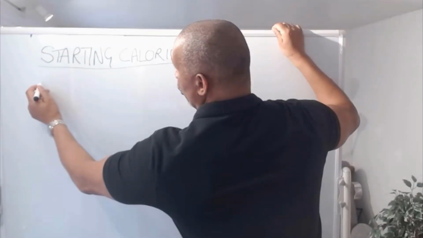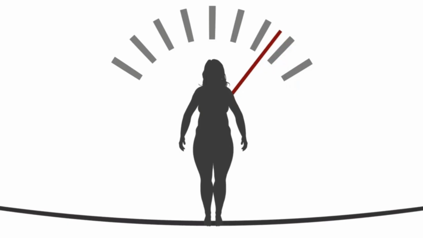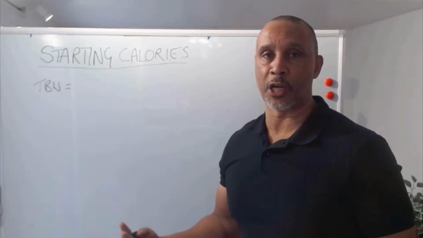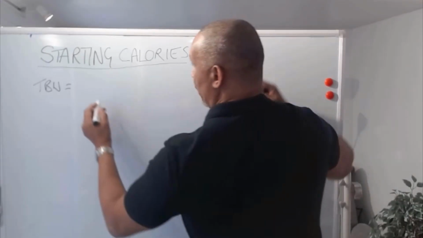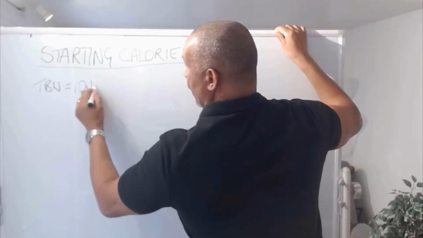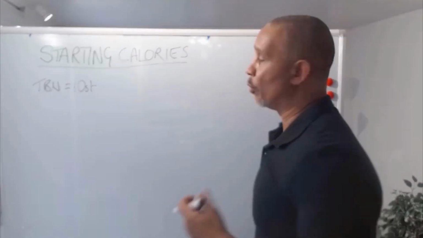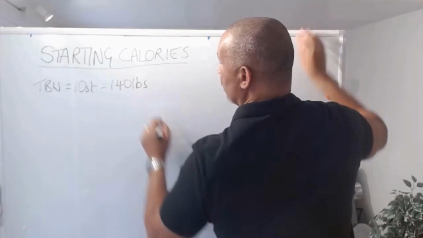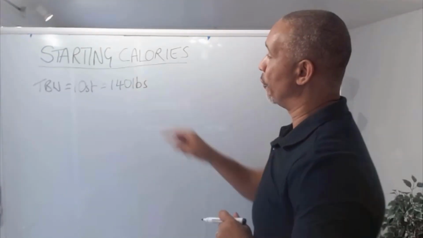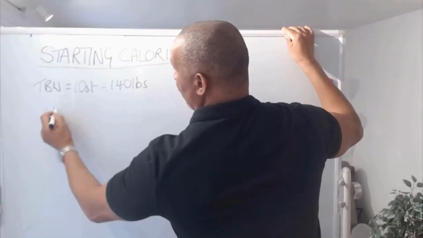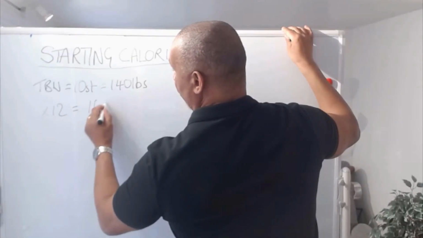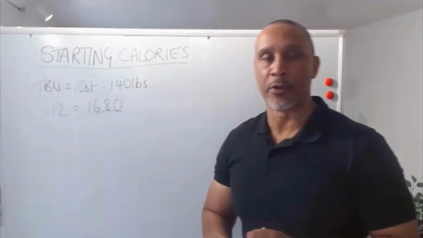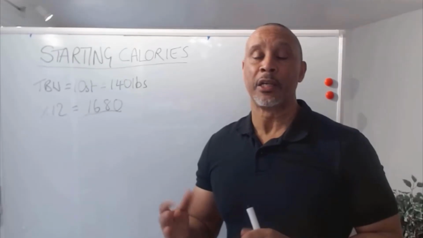So what you're going to do is take your target body weight, and we're going to say your target body weight is, let's say you're currently sitting at 14 stone and you want to get down to 10 stone. So that's your target body weight, 10 stone. And if we take 10 stone and we turn that into pounds, that's going to equal 140 pounds. What we're then going to do is multiply that 140 pounds by 12, and that's going to give us starting calories of 1,680 calories.